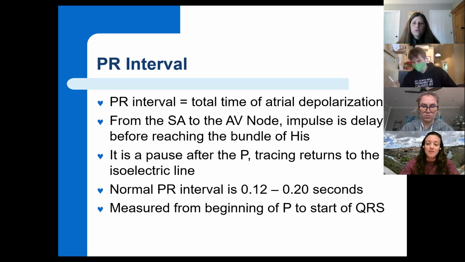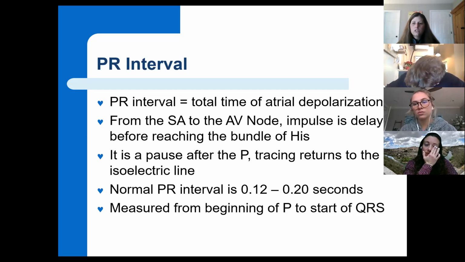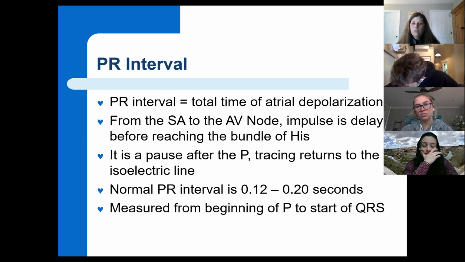Okay, normal, you need to know this. Normal PR interval is 0.12 to 0.20 seconds. Again, when I talked about measuring from left to right, when you're looking at an EKG strip, the small squares within the one larger box, you need to know that the PR interval, again, the total time of atrial depolarization, takes 0.12 to 0.20.